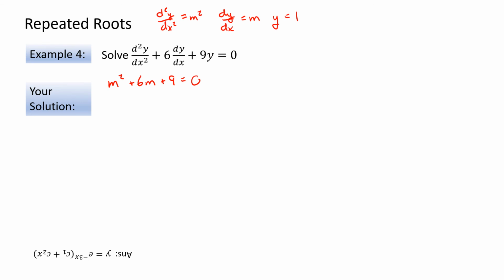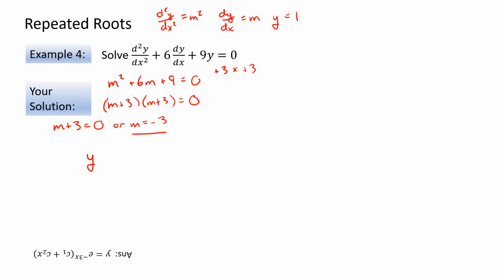So our numbers have to multiply to positive 9 and add to positive 6. And to do that, we get positive 3 times positive 3. So we're left with m plus 3 times m plus 3 is equal to 0. So you can see we have the same root twice, or repeated roots. So that means that m plus 3 is equal to 0, or m is equal to negative 3 in order to make this equation work. So our roots are both negative 3.